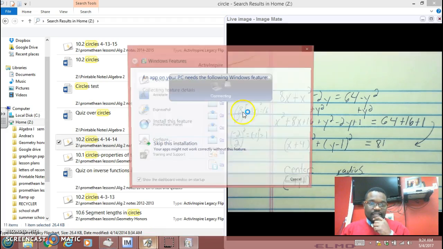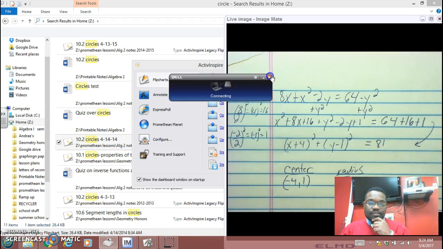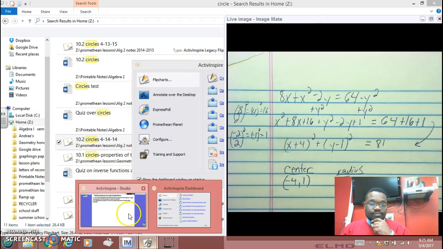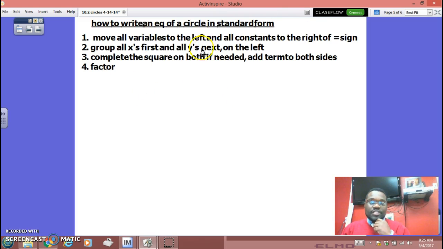All right. And now I turned on something that doesn't need to be turned on, and I need to go back to my notes. So these right here are the steps that I just followed. Move all variables to the left and all constants to the right of the equal sign. Group x's first and y's next on the left hand side. That's what I did. Complete the square on both if needed and add the term to both sides, and then I factored. I basically followed those steps, and that's how I got the last answer.